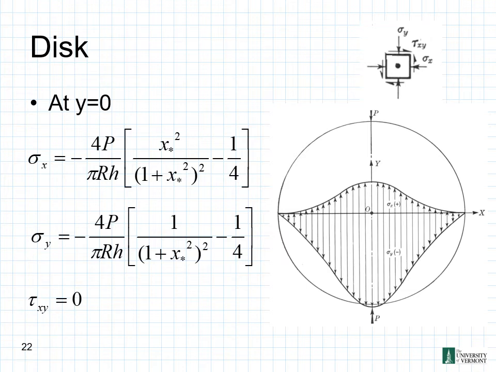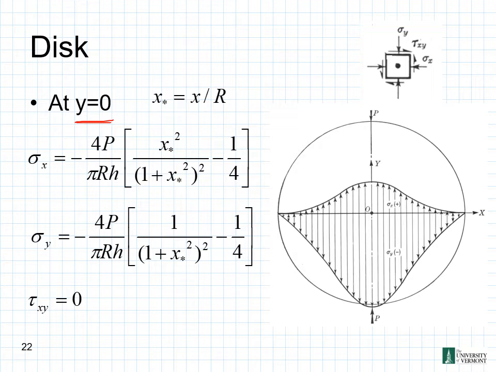Let's look a little bit further. At the position where y is equal to 0, we can simplify these equations for our sigma x, sigma y, and tau xy. We can see our element up top here, again with our sigma y, our sigma x, and our tau. We can relate these back to our diagram, as well as to these three equations based upon the fact that y is equal to 0.